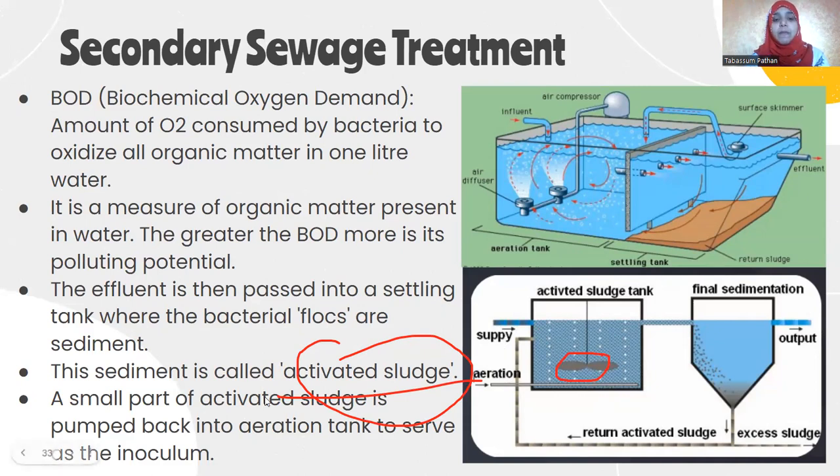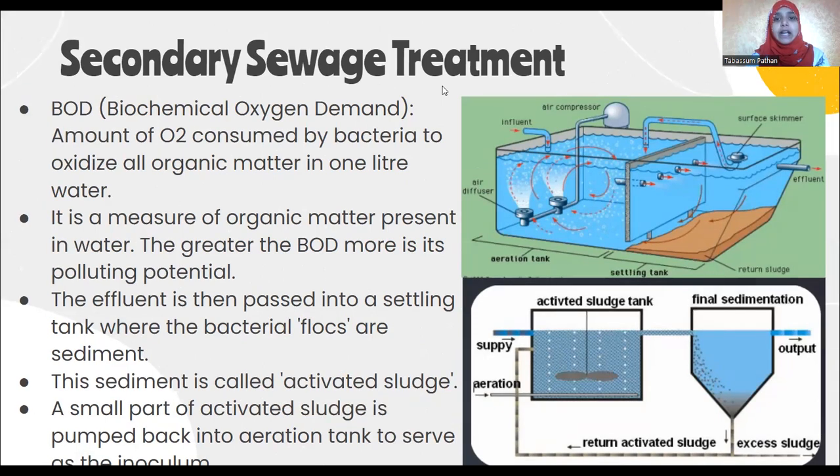So a small part of the activated sludge is pumped back into aeration tanks to serve as the starting material, to serve as the inoculum. So these are the processes that happen in secondary sewage treatment.